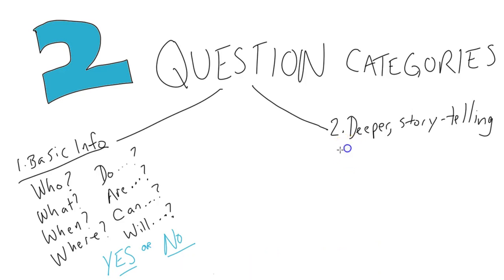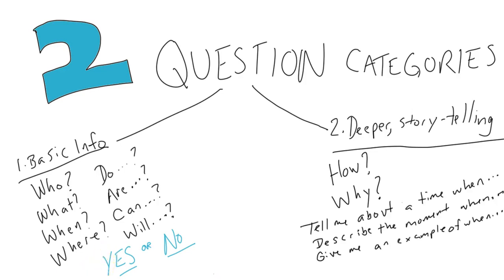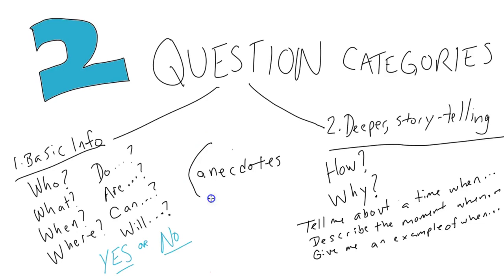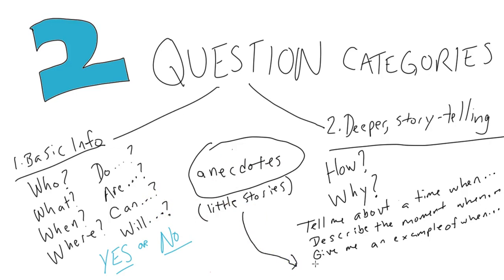The other type of questions are your deeper storytelling questions. These are questions that usually start with how and why, and they're questions that force your source to think, to connect the dots, to infer something, to deduce something, to really get inside their heads and think back. There are also questions that invite your source to tell a little story. We call little stories anecdotes. And those little anecdotes are what make for great quotes in your article.